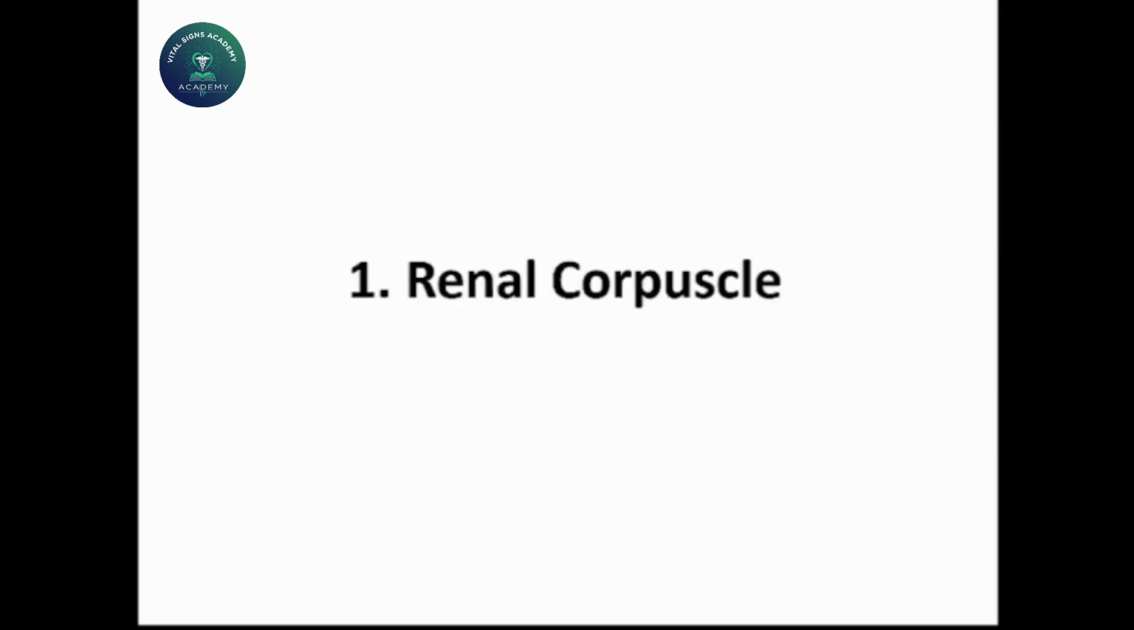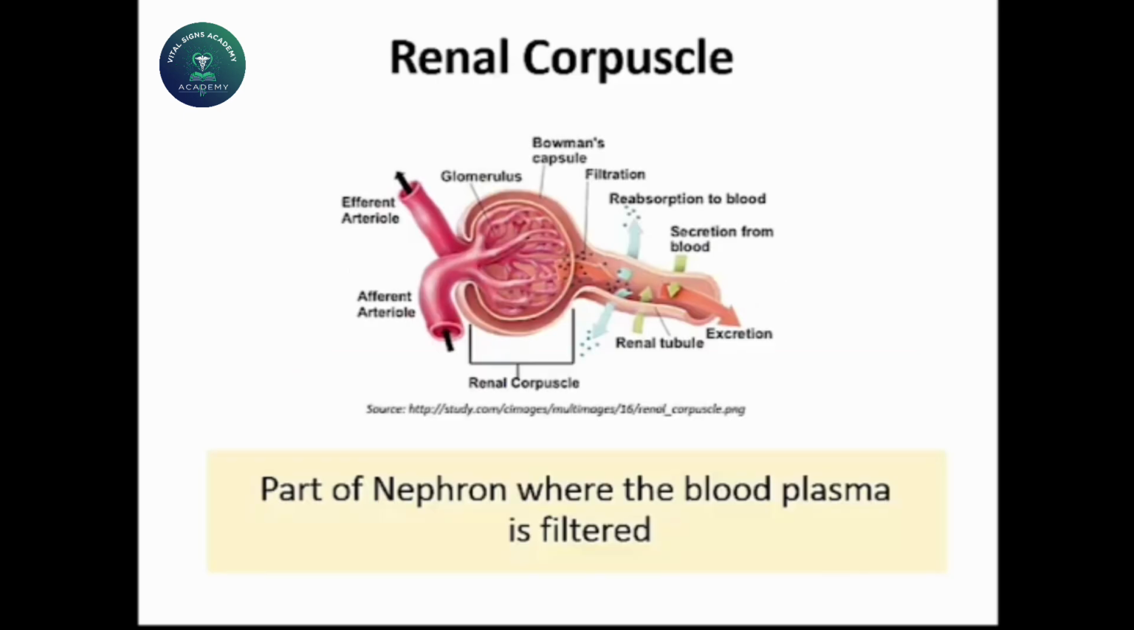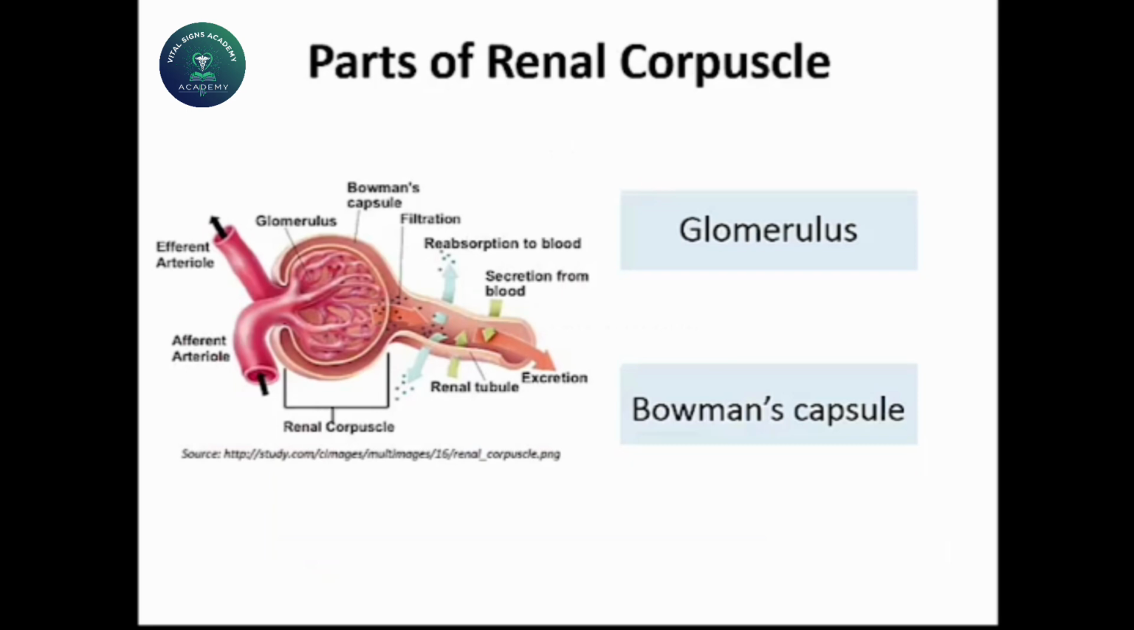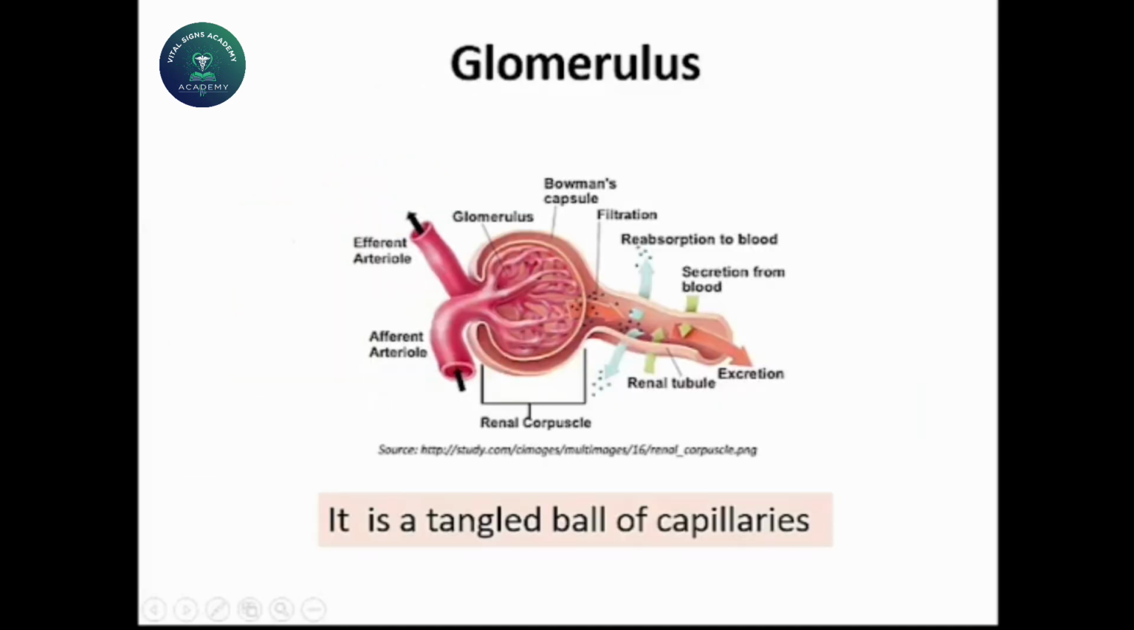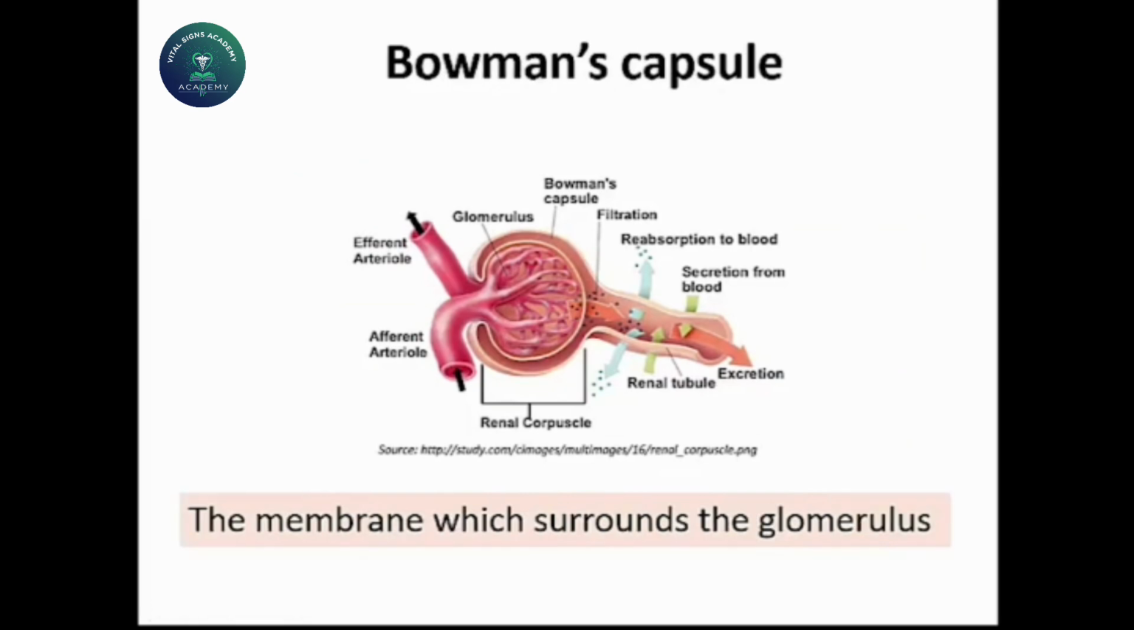Let us now discuss the renal corpuscle. Renal corpuscle is the part where the blood plasma is filtered. The two parts of the renal corpuscle are the glomerulus and Bowman's capsule. This part is known as the glomerulus and the structure surrounding it is known as Bowman's capsule. Glomerulus is a tangled ball of capillaries. It is held together by a membrane, as discussed previously, known as Bowman's capsule. In this image you can see the Bowman's capsule which is surrounding the glomerulus.